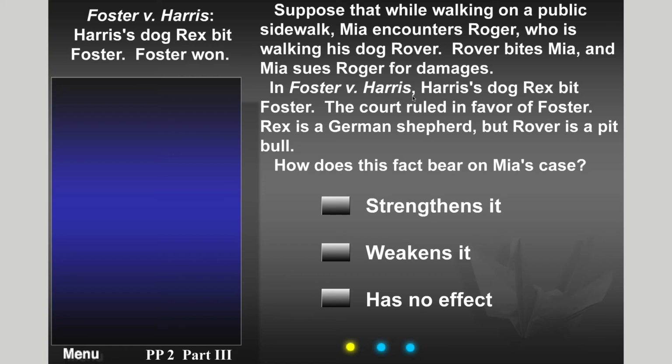So in Foster versus Harris, Harris's dog Rex bit Foster, right? The court ruled in favor of the plaintiff, Foster. Rex is a German Shepherd, but Rover is a pit bull. How might this fact bear on Mia's case?